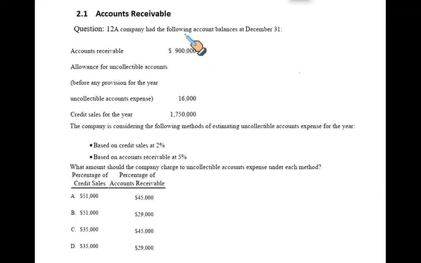Now, a company had the following account balances at December 31st. Account receivables, 900,000. This is the balance of your account receivable. Allowance for uncollectible account before any provision for the year. This is the existing balance in your allowance. Credit sales for the year were 1.75 million. All right. The company is considering the following methods for estimating uncollectible accounts expense for the year. Based on the credit sales, 2%. Let's deal with this first. Based upon credit sales, 2% of your credit sales.